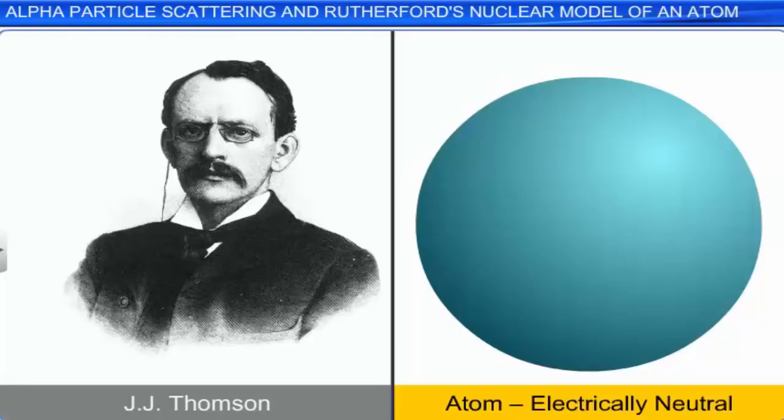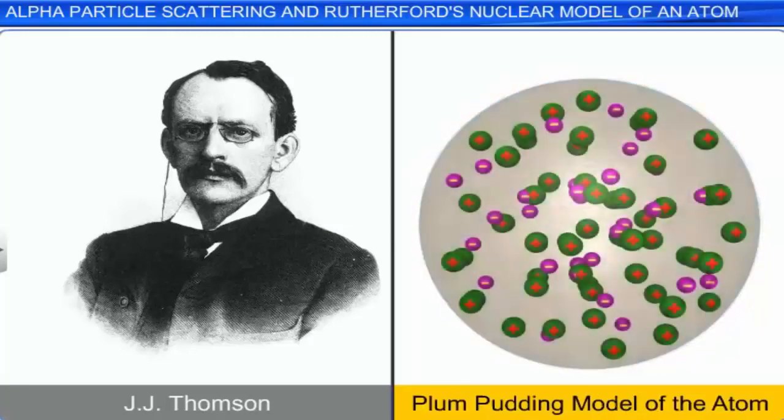Based on these assumptions, J.J. Thomson proposed the plum pudding model of the atom. In this model, he proposed that the total positive charge in the atom is spread throughout its volume, and the negatively charged electrons are distributed in this volume like seeds in a watermelon.